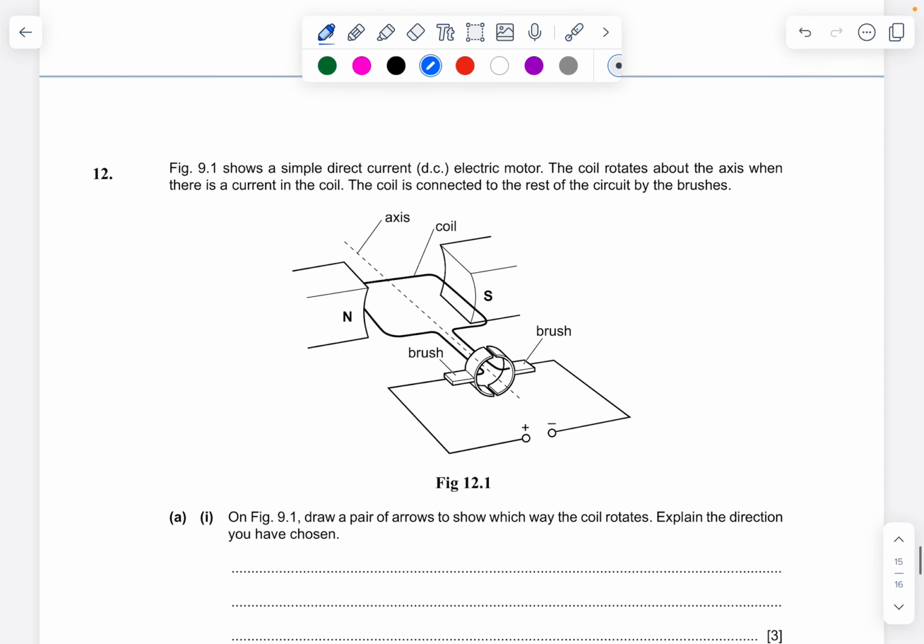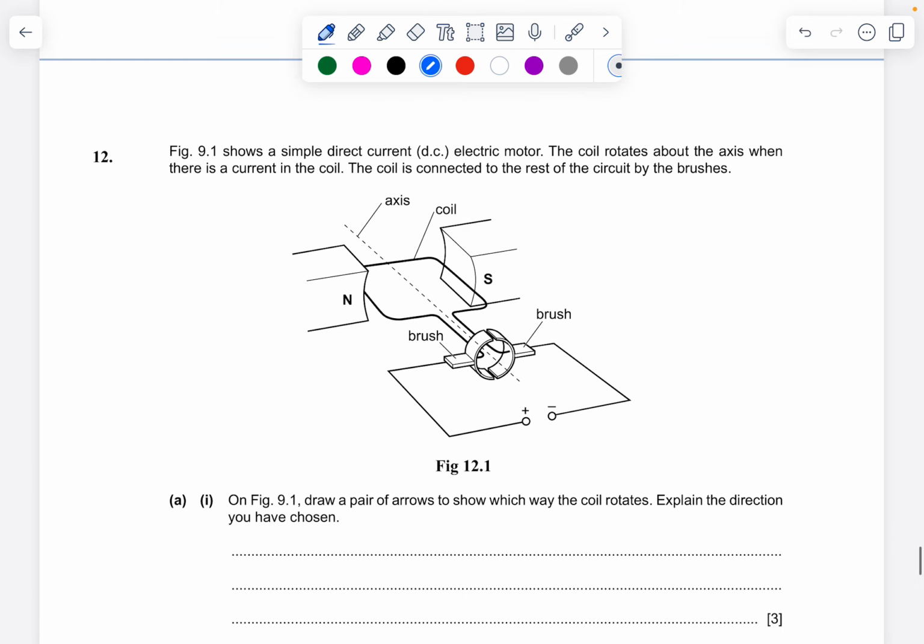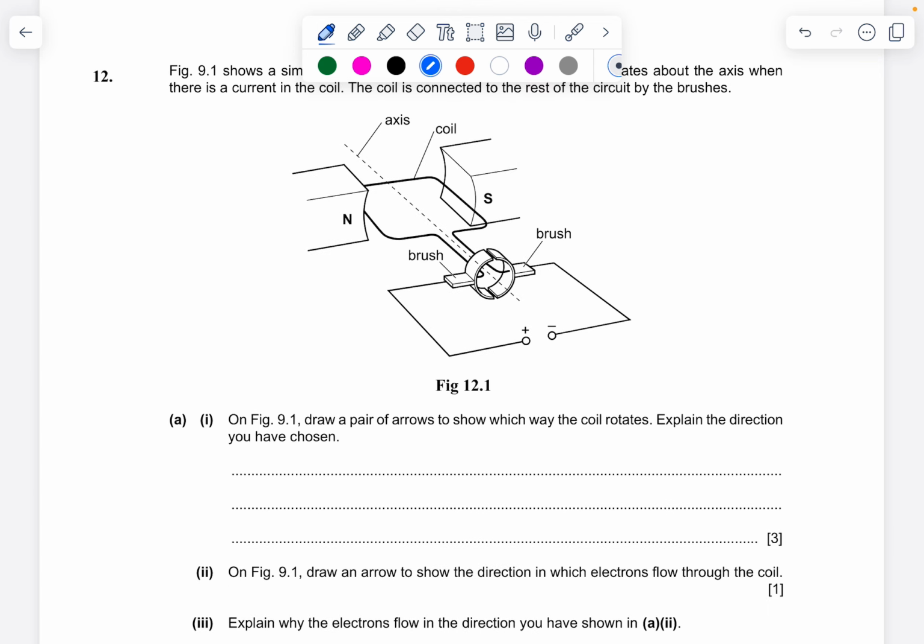Now coming to the last question. Figure 9.1 shows a direct current electric motor. The coil rotates about the axis when there is a current in the coil. The coil is connected to the rest of the circuit by the brushes. On figure 9.1, draw arrows to show which way the coil rotates. Explain the direction of the motion.